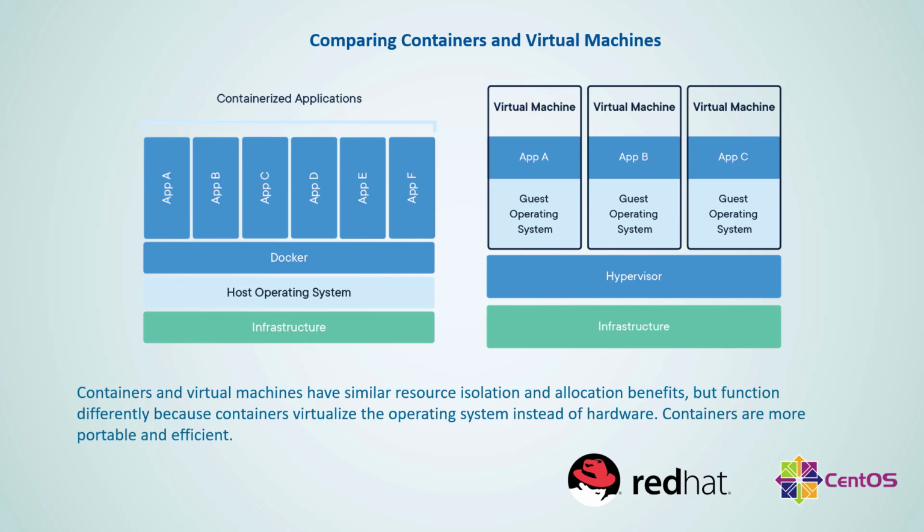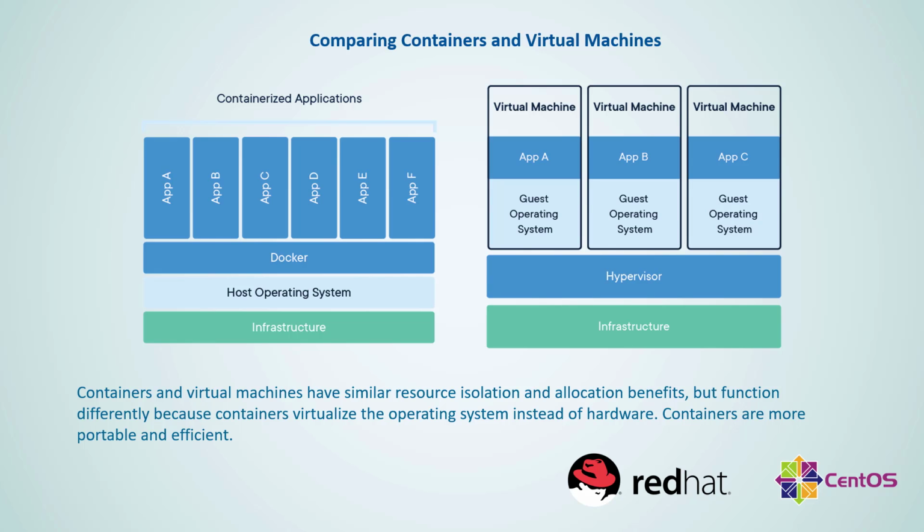So the difference is containers are an abstraction at the app layer that packages code and dependencies together. Multiple containers can run on the same machine and share the OS kernel with other containers, each running as isolated processes in user space. Containers take up less space than VMs. Container images are typically tens of megabytes in size, can handle more applications, and require fewer VMs and operating systems.